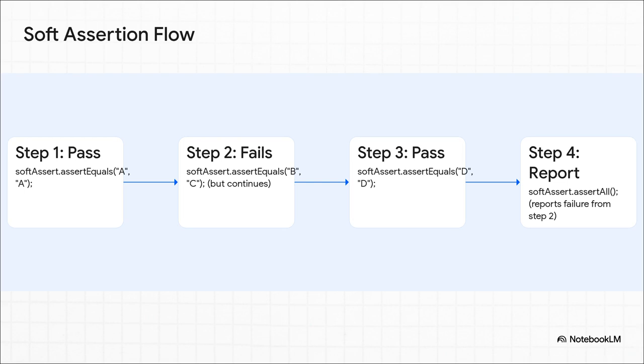So here, step 2 fails. But the test doesn't stop. It just makes a note of it and moves on to step 3. Then the magic happens at the very end with assert all. That's the command that gathers up all the failures it found along the way and then finally reports the test as failed.